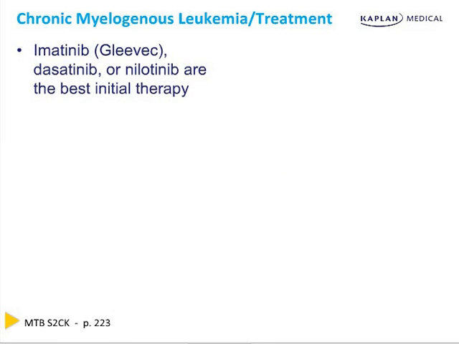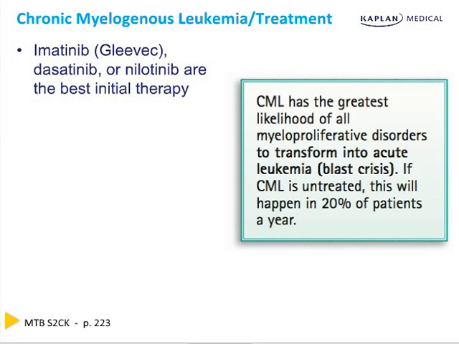The best initial therapy for CML is imatinib, the tyrosine kinase inhibitors. Imatinib, dasatinib, nilotinib, they're the best initial therapy. CML has the greatest likelihood, however, of all the myeloproliferative disorders to transform into acute leukemia, about 20% a year. Imatinib and the tyrosine kinase inhibitors stop that. They really do.